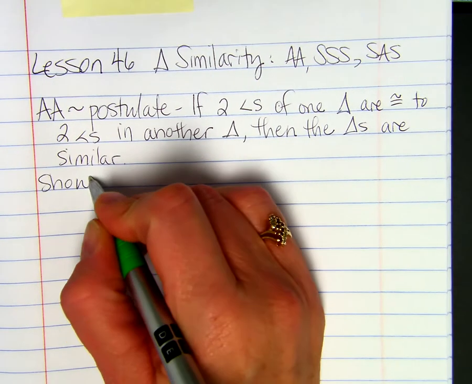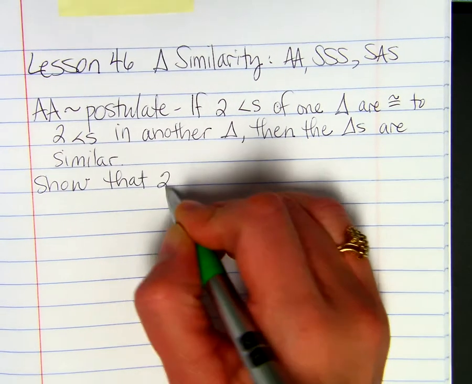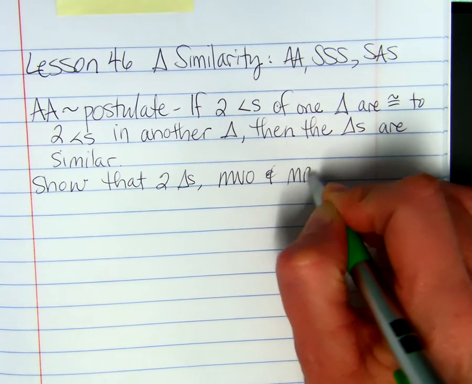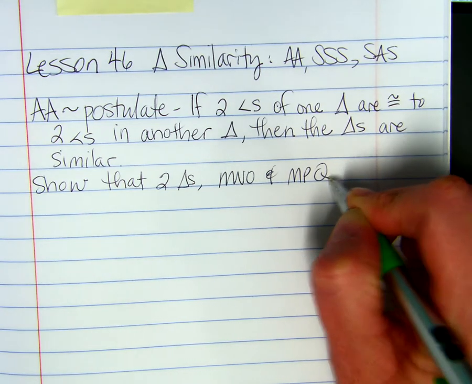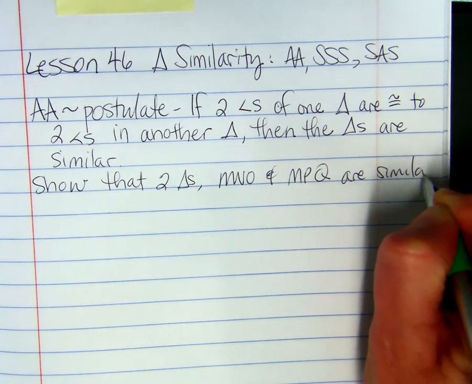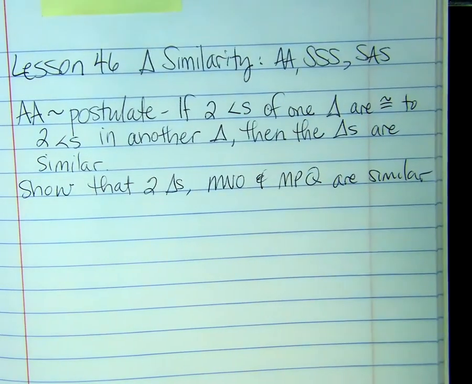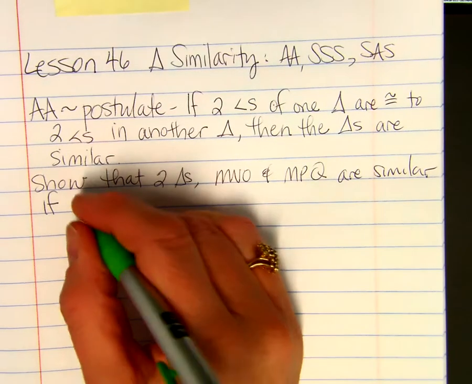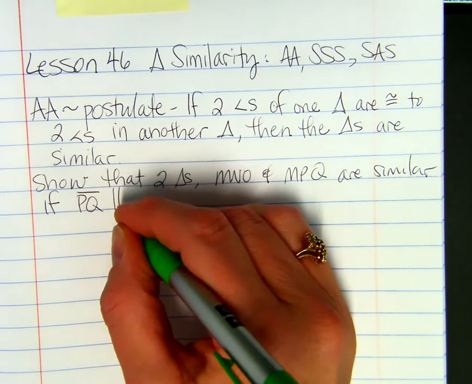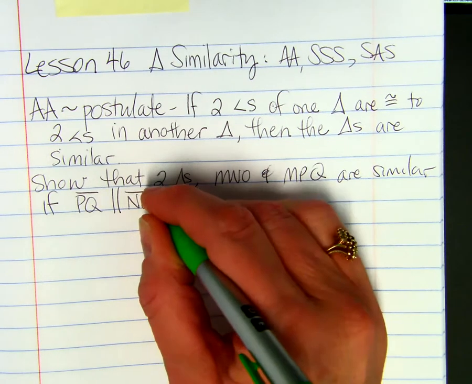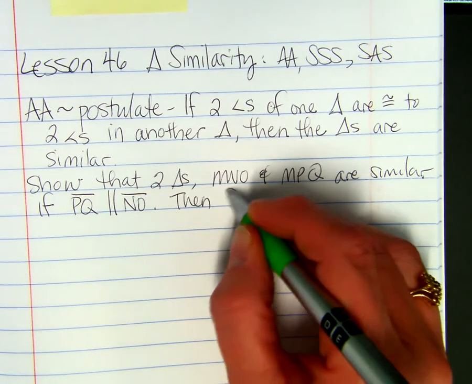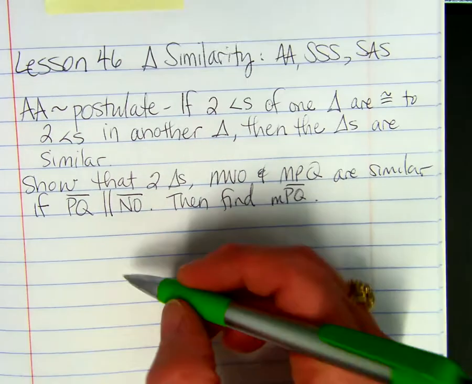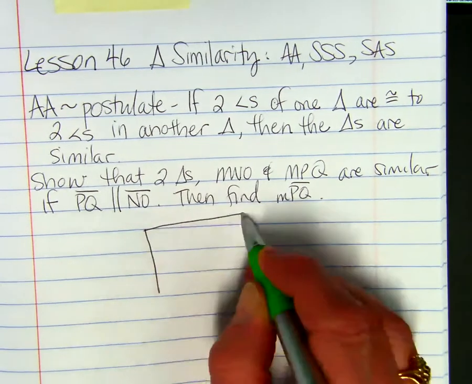So we're going to do an example. Show that two triangles, MNO and MPQ, are similar. If segment PQ is parallel to segment NO, then find the measure of segment PQ. So we have to have a figure to do this.